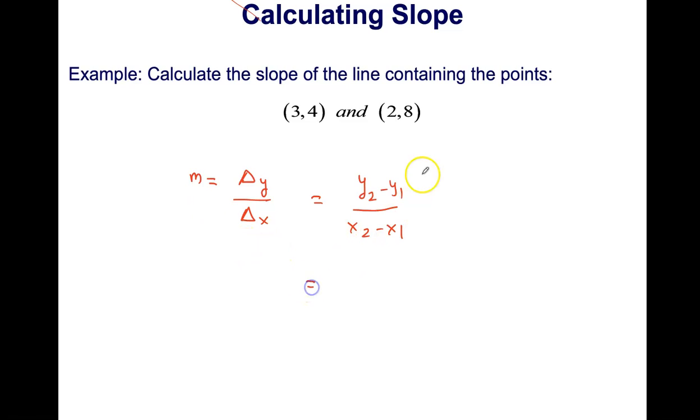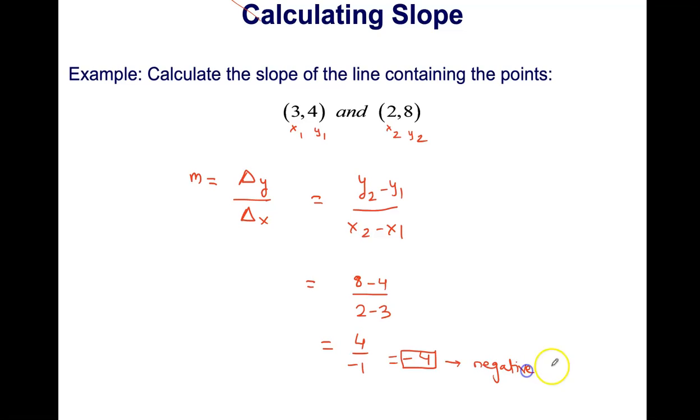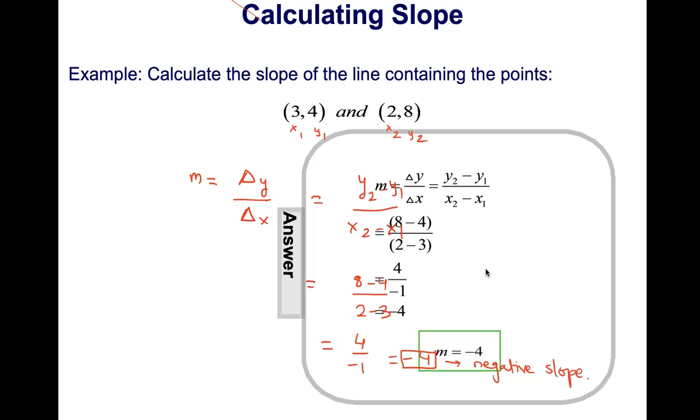Before we calculate, you have to label these. This is my x1, this is my y1, this is my x2, and this is my y2. So it will be 8 minus 4 over 2 minus 3, which gives 4 over negative 1, which is negative 4. This is a negative slope. You are free to pause the video at any time to copy the notes. So our answer is m equals negative 4.